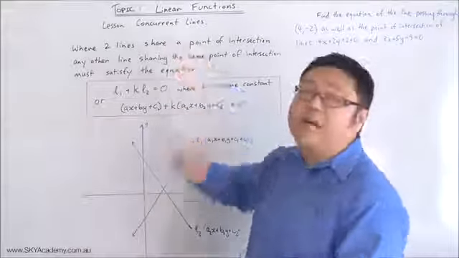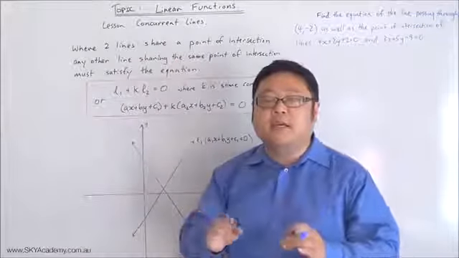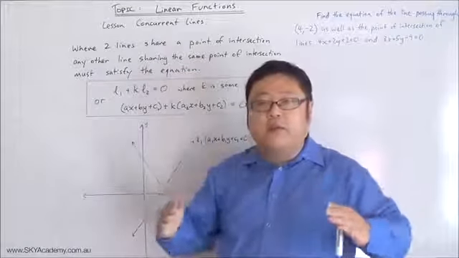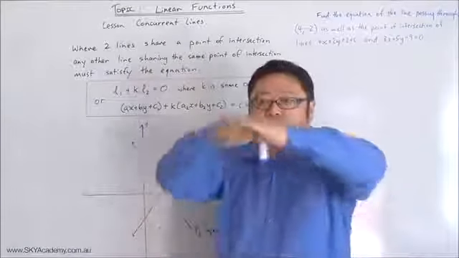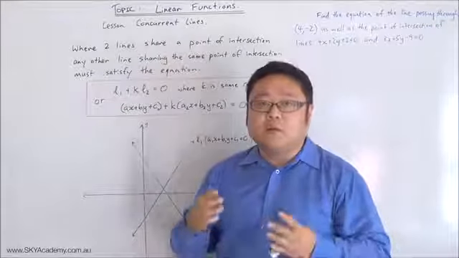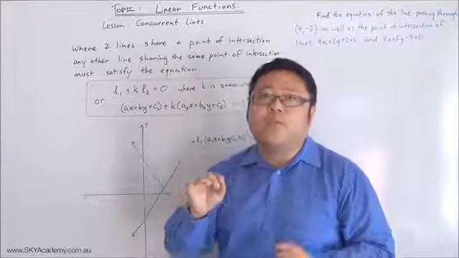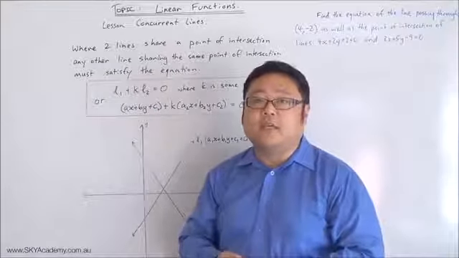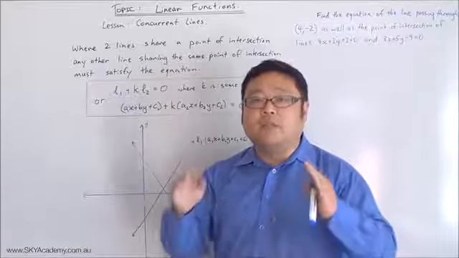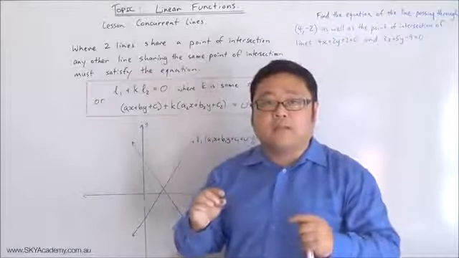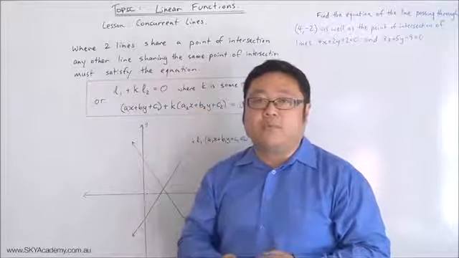I want to give you an episode, as promised, on what we're going to call concurrent lines, which is basically where you've got a number of lines that all go through one single point. This formula that I'm about to show you can be particularly useful for finding the equation of a line that passes through the point of intersection between two other lines without actually having to find that point of intersection.